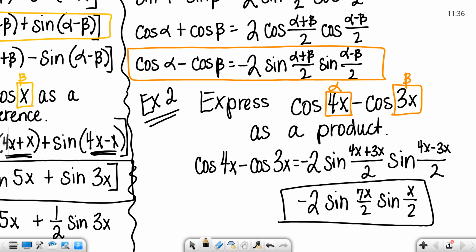We wrote it as a product. All of those are multiplied, so there's nothing else you have to do there. Again, I could do an example of all of these. The biggest thing here is what is alpha, what is beta, and then plug it into the formula correctly. Very little simplifying here. Please let me know if you have any questions.